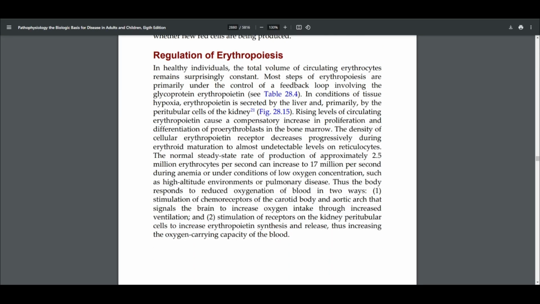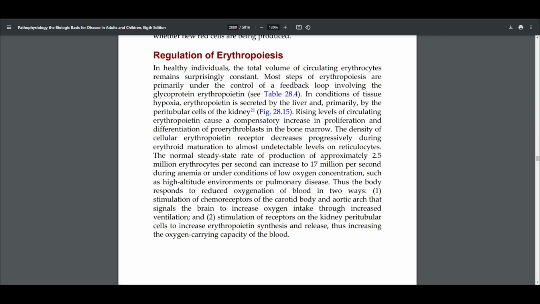The regulation of erythropoiesis. In healthy individuals, the total volume of circulating erythrocytes remains surprisingly constant. Most steps of erythropoiesis are primarily under the control of a feedback loop involving the glycoprotein erythropoietin. In conditions of tissue hypoxia, erythropoietin is secreted by the liver and primarily by the peritubular cells of the kidney. Rising levels of circulating erythropoietin cause a compensatory increase in proliferation and differentiation of proerythroblasts in bone marrow. The density of cellular erythropoietin receptor decreases progressively during erythroid maturation to almost undetectable levels on reticulocytes.